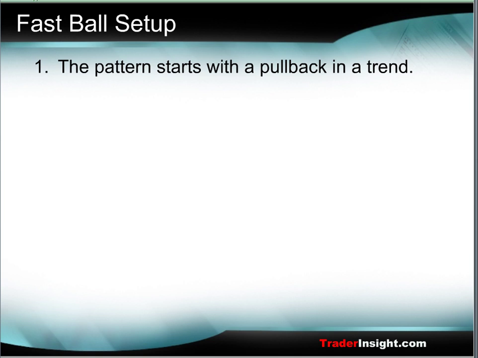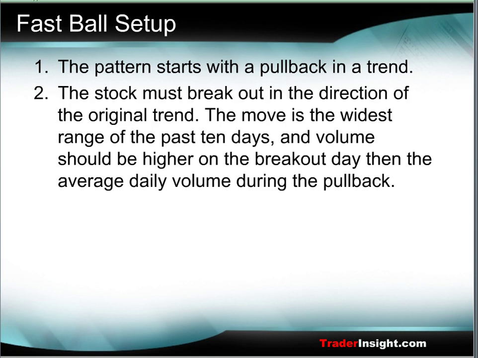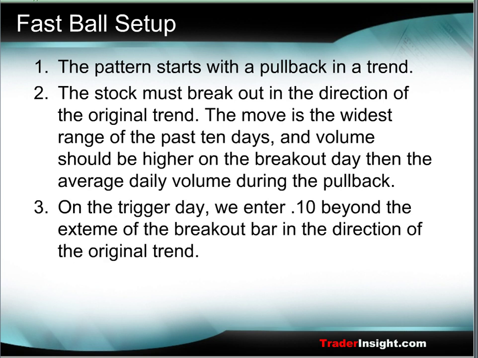So we've got a trending stock, and we get a pullback. Then after the pullback, we get a breakout in the direction of the original trend, and that breakout represents the widest range of the past 2 weeks of trading, so that's 10 days of trading. And I want to see higher volume on the breakout day typically than average daily volume during the pullback. On the following day, we're going to enter 10 cents beyond the extreme of the breakout bar in the direction of the original trend.